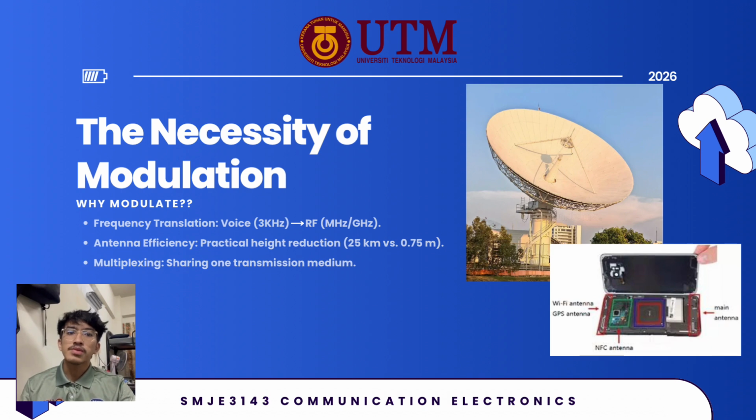Before we dive into the specifics, we must understand why modulation is essential in communication systems. A baseband message signal like human speech has a very low frequency of about 3 kHz. To transmit this signal directly, the required antenna size would theoretically be 25 kilometers. However, through modulation, we map this information onto a high-frequency carrier wave, such as 100 MHz. This allows the antenna size to be drastically reduced to just 0.75 meters, making it practical for modern mobile devices.